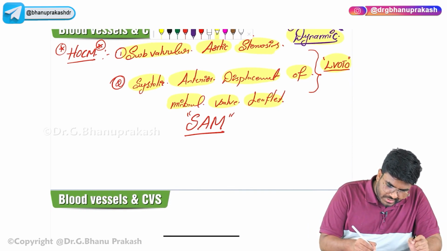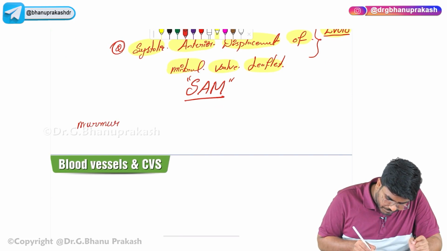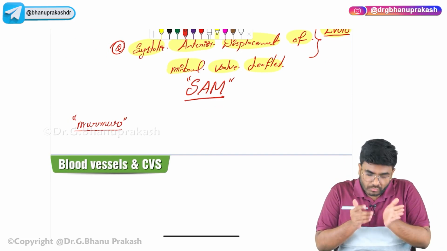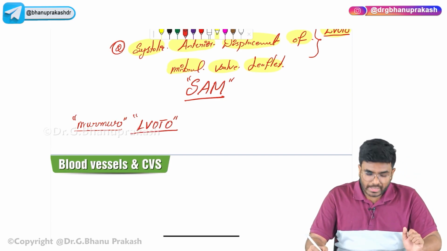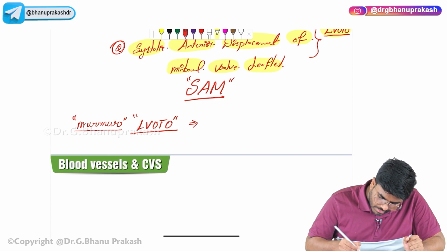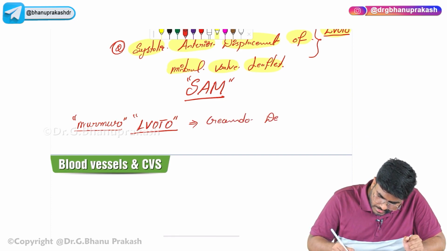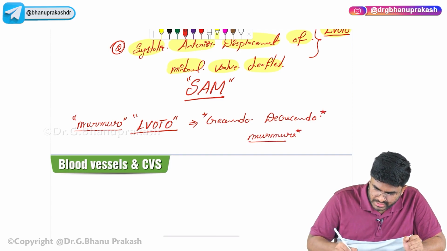And next thing, because of the subaortic stenosis in HOCM, there is a murmur present. So what is this murmur? Whenever the left ventricular outflow tract is obstructed, there is a murmur which is called a crescendo-decrescendo murmur.